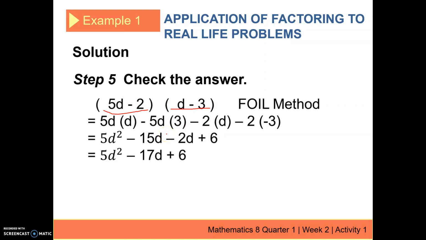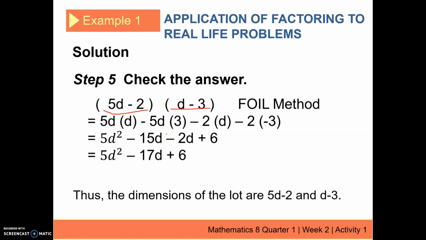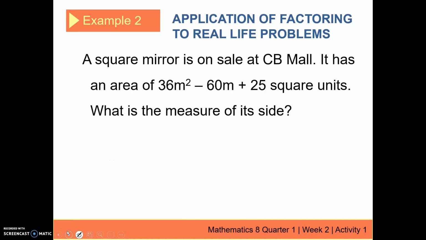If you understand. Therefore, we can conclude that the dimensions, or the length and the width, of the lot are 5d minus 2 and d minus 3, respectively. Let's have the next example. A square mirror is on sale at CB Mall. It has an area of 36m squared minus 60m plus 25 square units. What is the measure of its side?